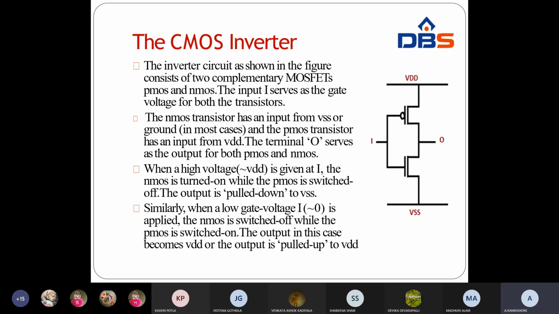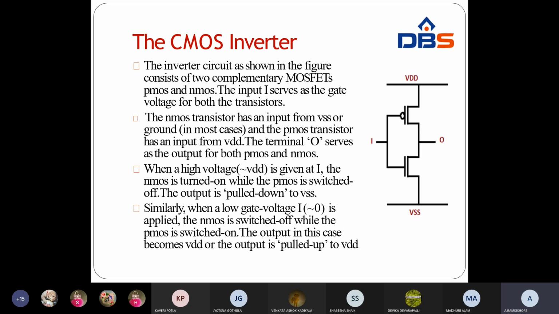Whenever a high voltage is given at I, the NMOS is turned on, while the PMOS is switched off. The output is pulled down to VSS. Similarly, when a low voltage is applied, the NMOS is switched off, while the PMOS is switched on. The output in this case becomes VDD, or the output is pulled up to VDD.